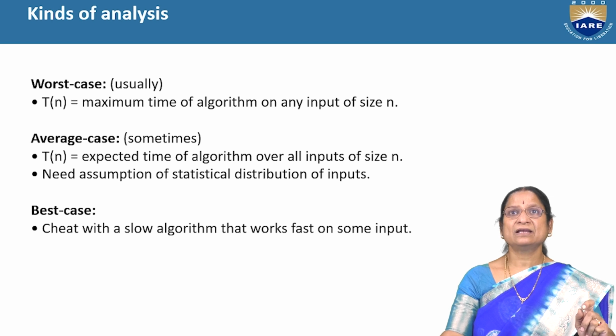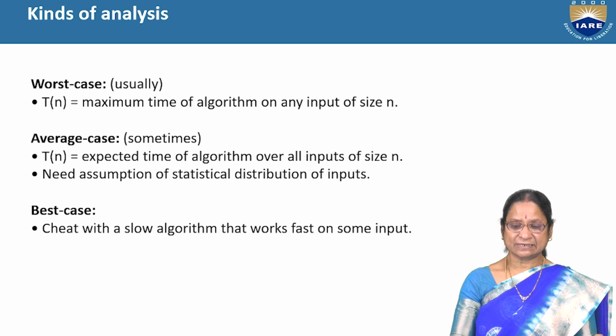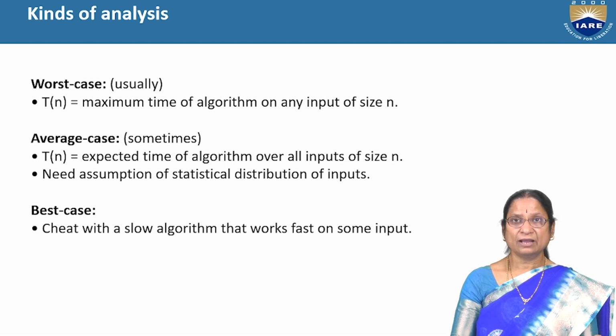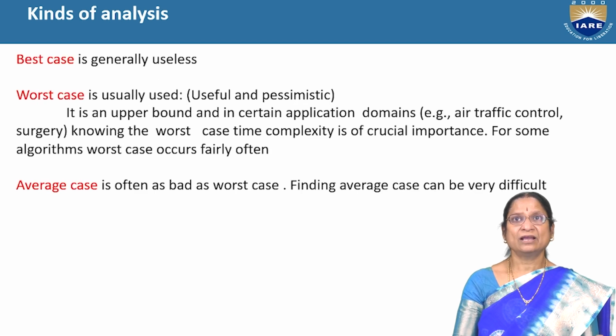Average case means the expected time of the algorithm over all inputs of size n. Calculation of average case is very difficult, but some statistical distribution is there. But we need to concentrate on the average case most of the time. Why? Because best case is generally useless, not necessary.